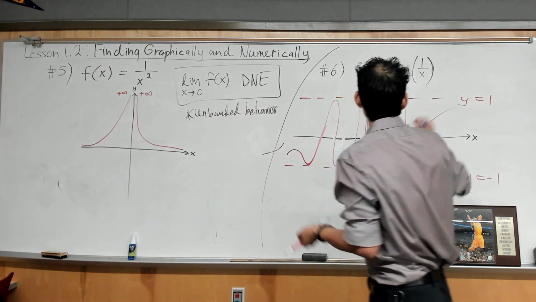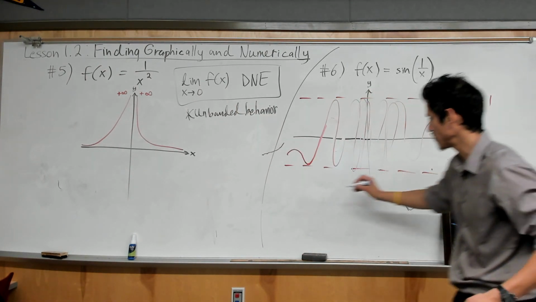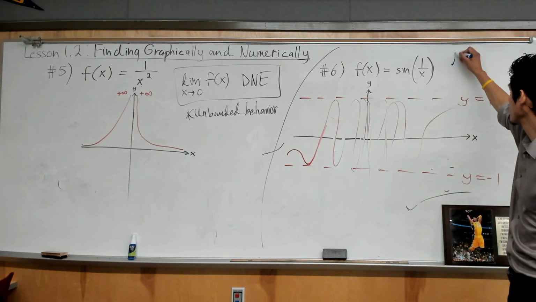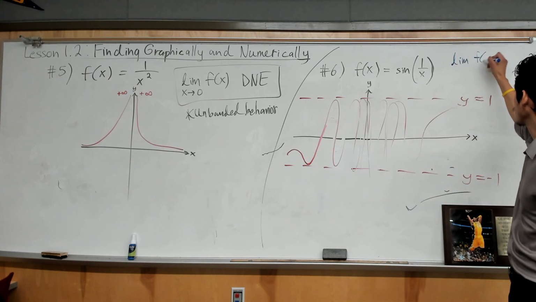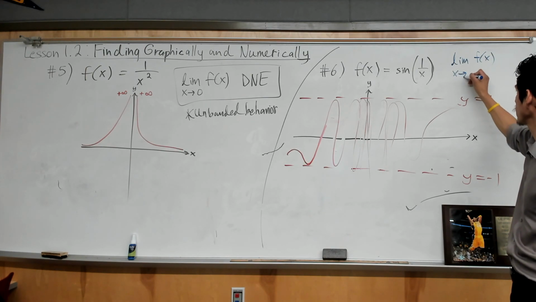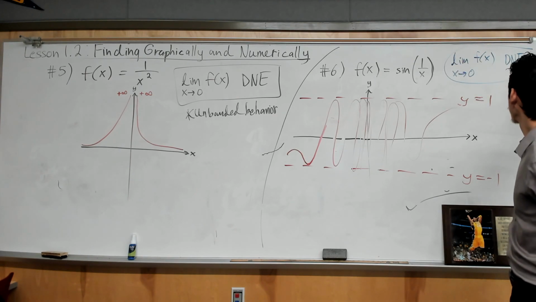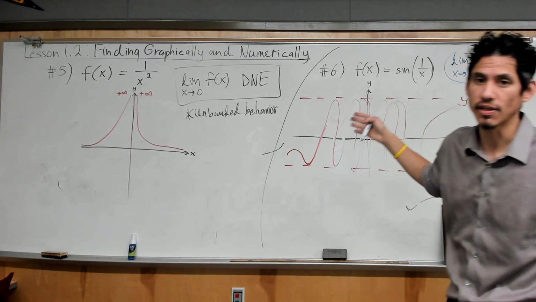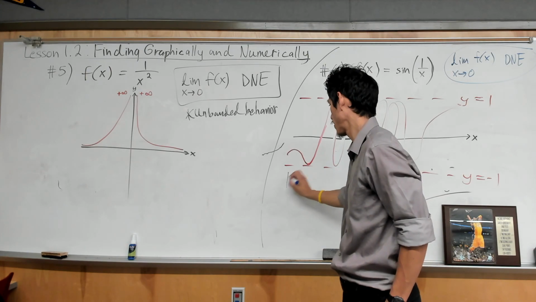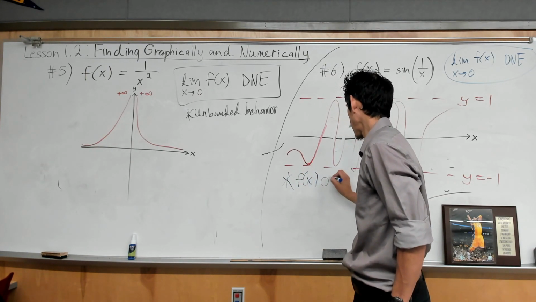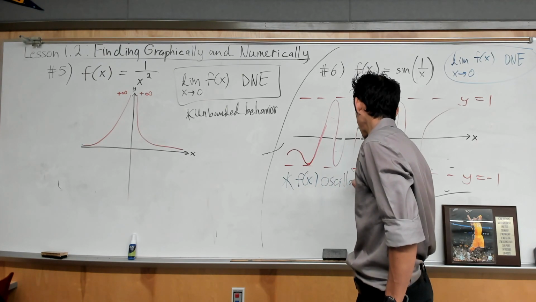But the limit, let's go with, is this blue? Can you see that? Yeah, you can. Nice. So we say the limit of f of x as x approaches 0 does not exist as well. This is an example of an oscillating function, oscillating behavior. F of x oscillates between negative 1 and 1.